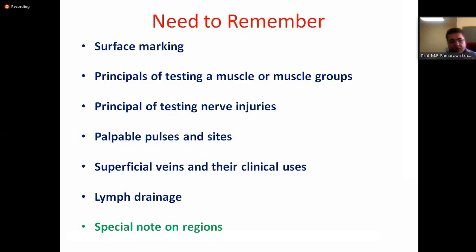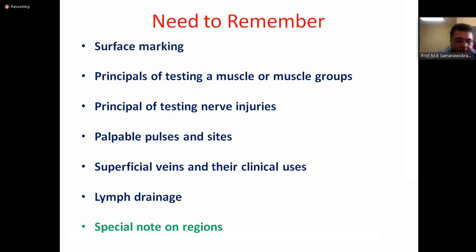These things you will learn when you go for your clinicals after second MB. But for the second MB, relevant to clinical anatomy, don't try to learn all these things by heart. No need to study these things, right? But you must know surface marking of each and every region. Then the principle of testing a muscle or muscle group, because I will show you the important muscles and muscle groups. Those things you have to remember.